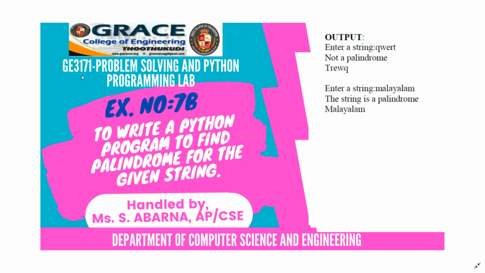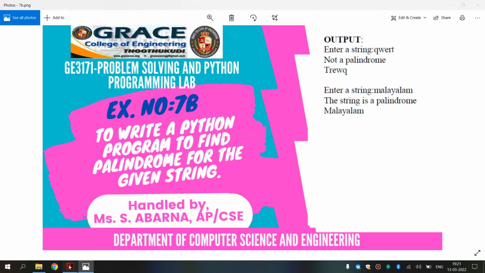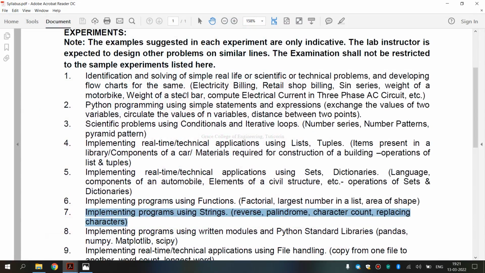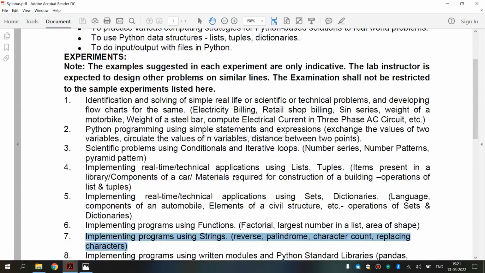In this video, we are going to discuss COE-3171 Problem Solving and Python Programming Laboratory, exercise number 7b. Write a Python program to find palindrome for the given string. It is a syllabus for regulation 2021. We are going to see the 7th exercise, that is implement programming using strings.